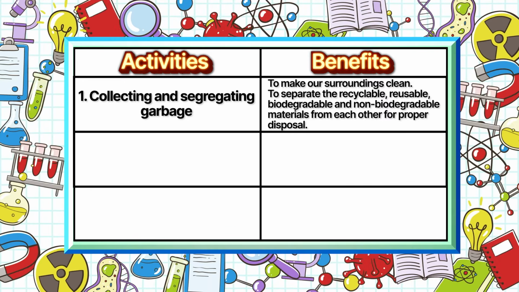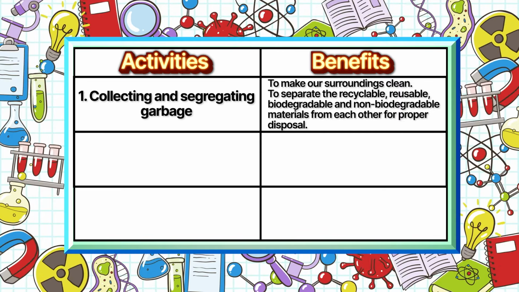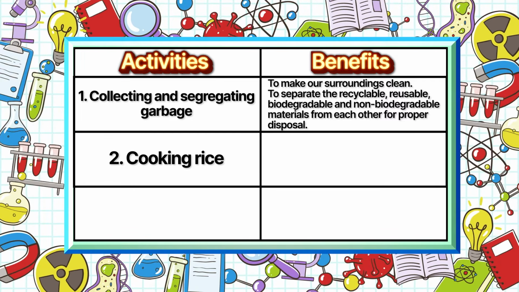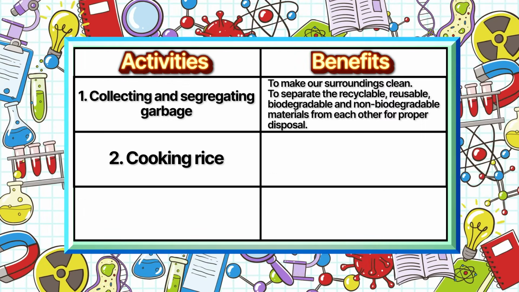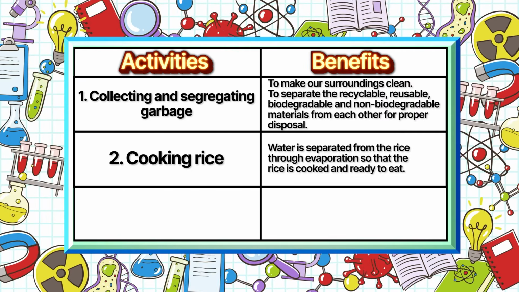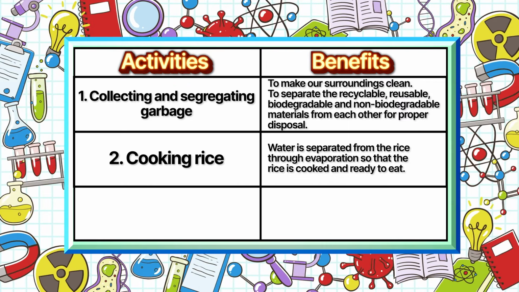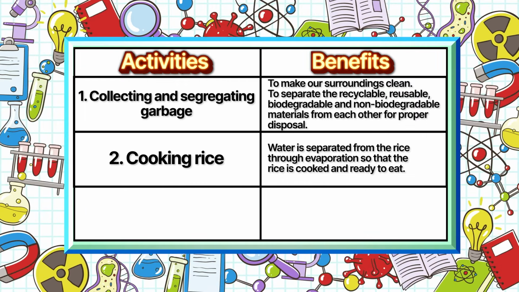Correct! For number 2, under the column Activities, we have cooking rice. Under the column Benefit, we can write, water is separated from the rice through evaporation so that the rice is cooked and ready to eat.